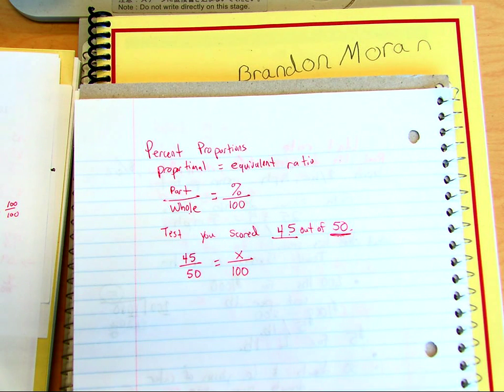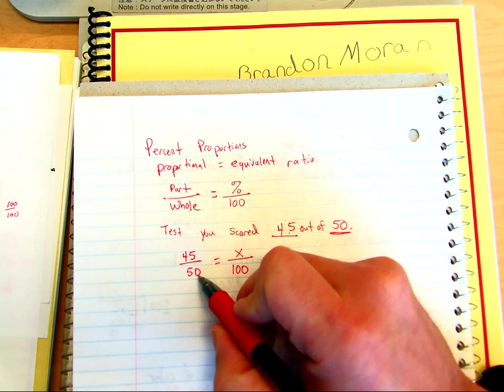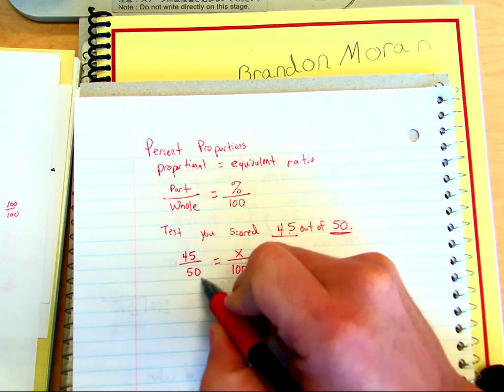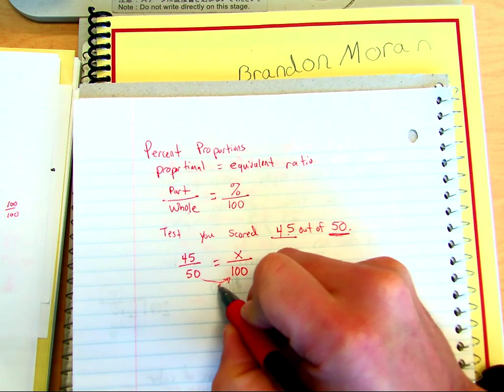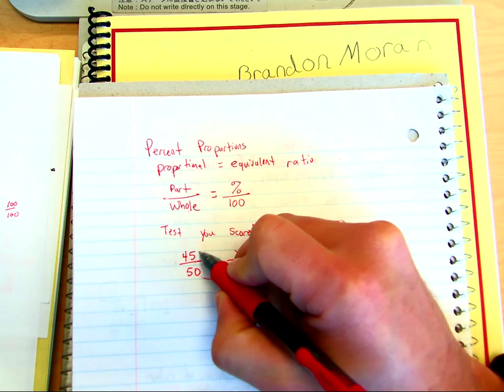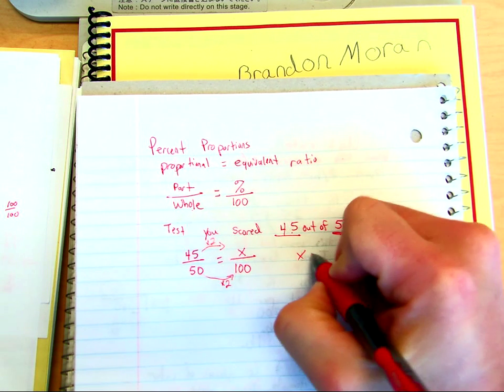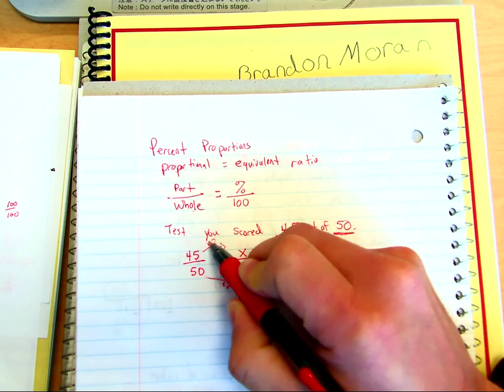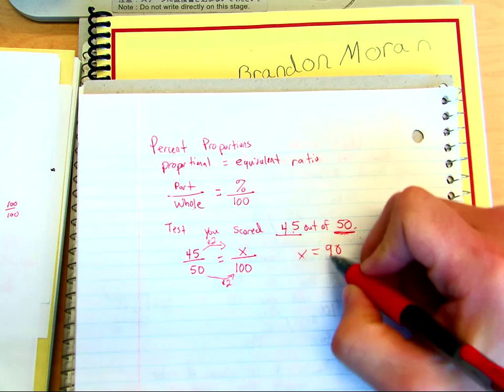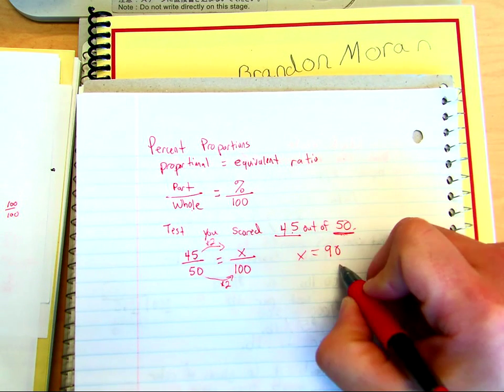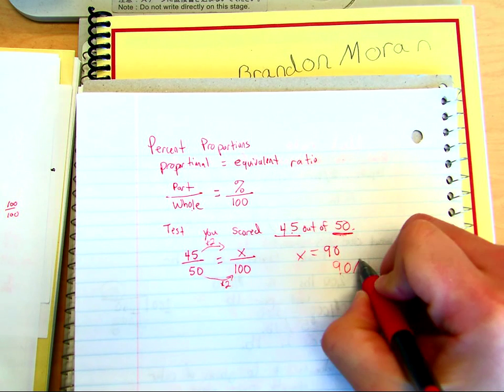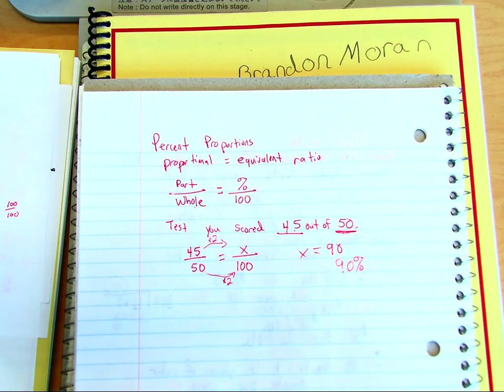A couple different ways you can go at it. The first way would be to say, how do I get from 50 to 100? That's times 2. So then 45 times 2, X is going to equal 90, because 45 times 2 is 90. So 45 out of 50 would be 90% on your test.